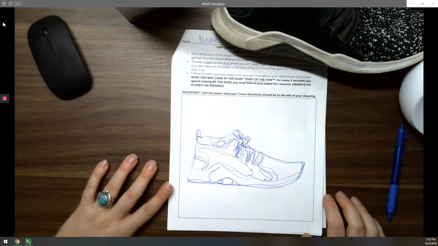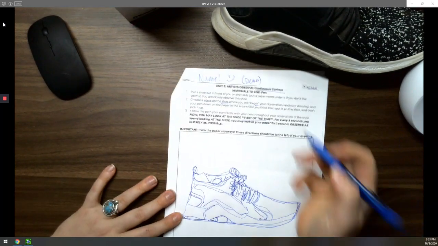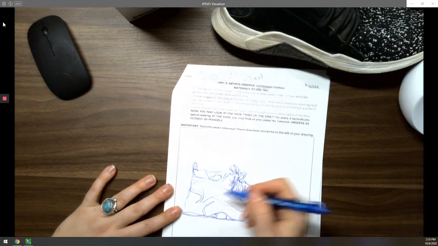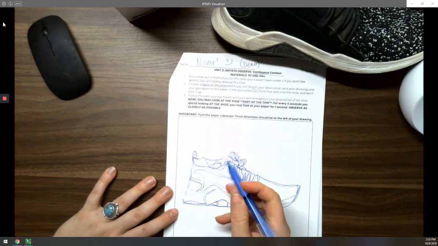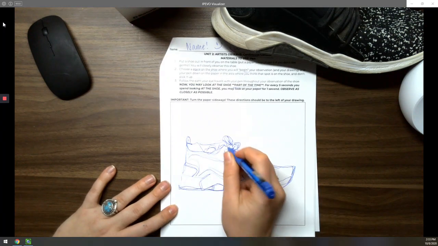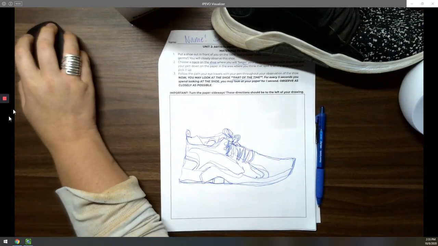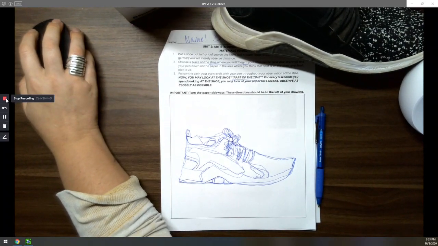So this is how you do a continuous contour. It's called continuous because you're literally just continuing to draw throughout. You put your pen down or your pencil down and you keep drawing until you get to the end. Alrighty, so enjoy this one, guys. That's continuous contour.